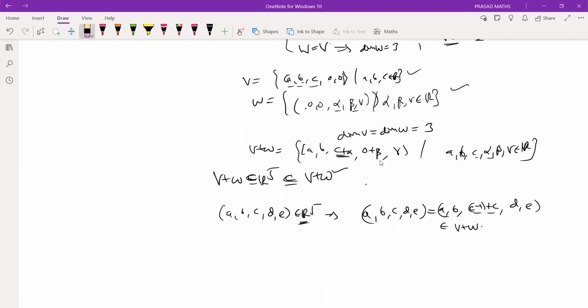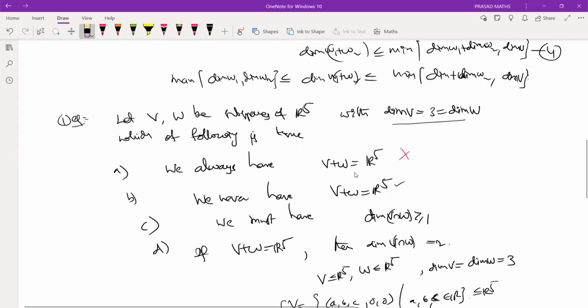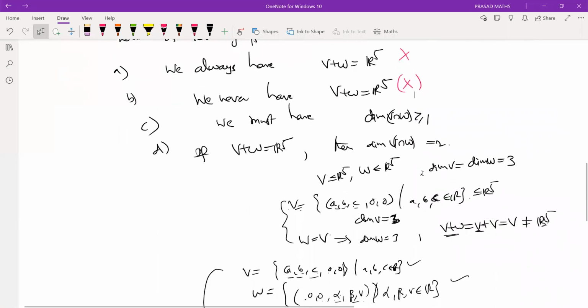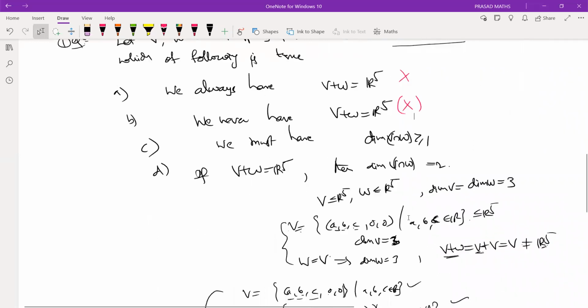Therefore, v plus w is equal to R5. So in this situation, R5 equals v plus w is possible. So therefore this is wrong. Actually, we never have this as wrong, because the possibility is there. We must have the dimension of v intersection w greater than or equal to 1. Is it true?